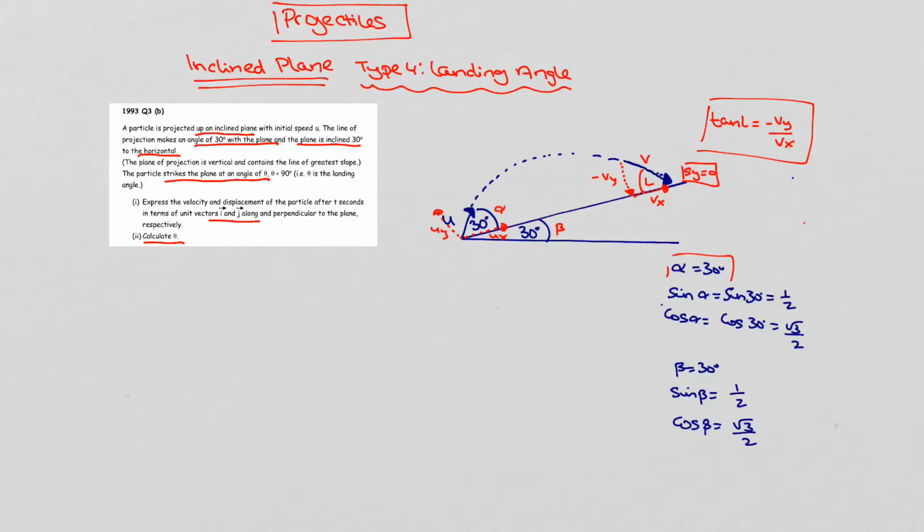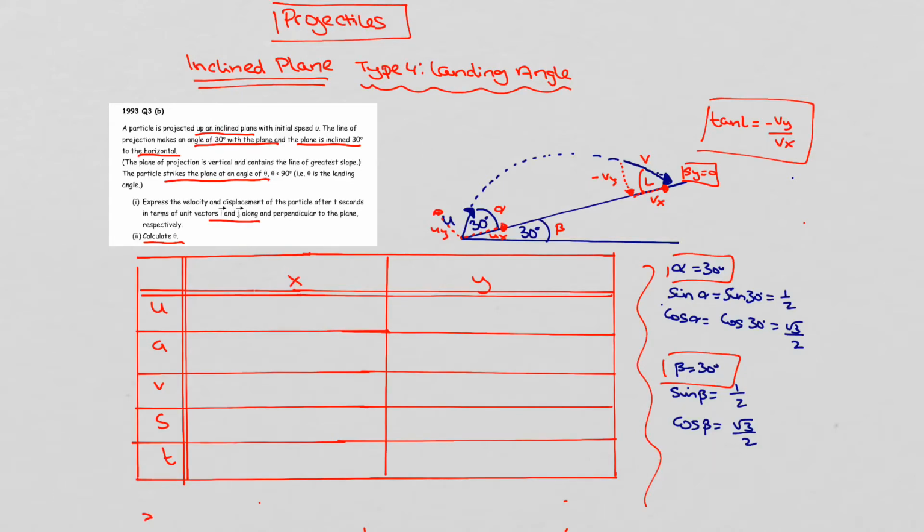Okay, so what I'm going to get you to do now is you're going to make out your table for me. So you're going to pause the video and you're going to do u, a, v, s and t in terms of x and y. So remembering that u is equal to u cos alpha in the i direction and u sine alpha in the j direction, we're going to fill out our tables based on this.